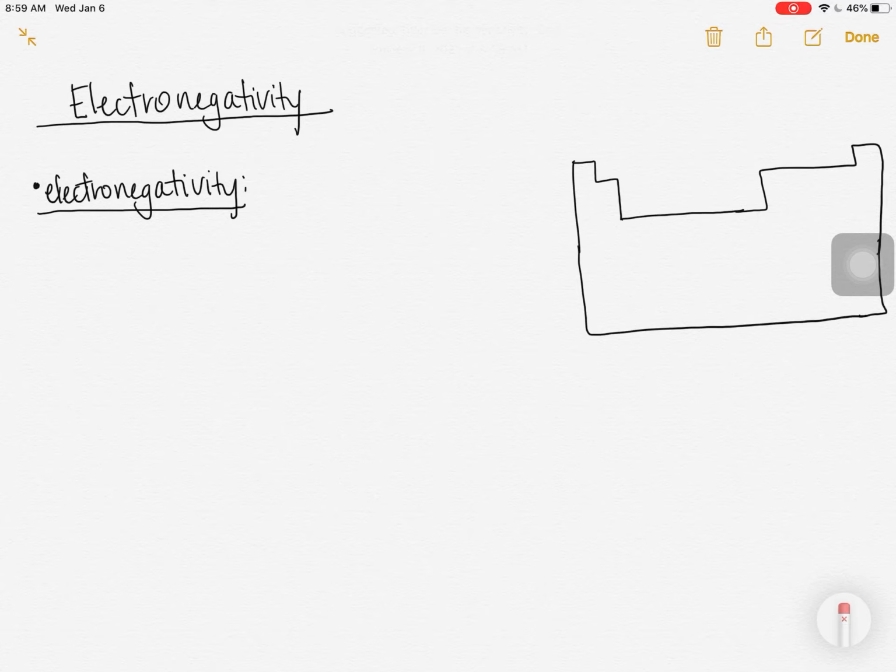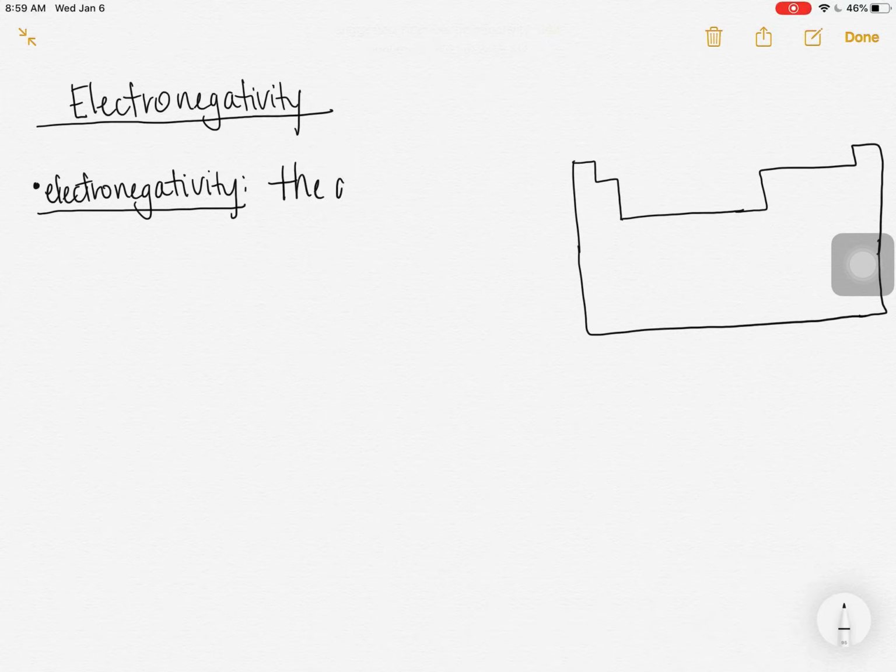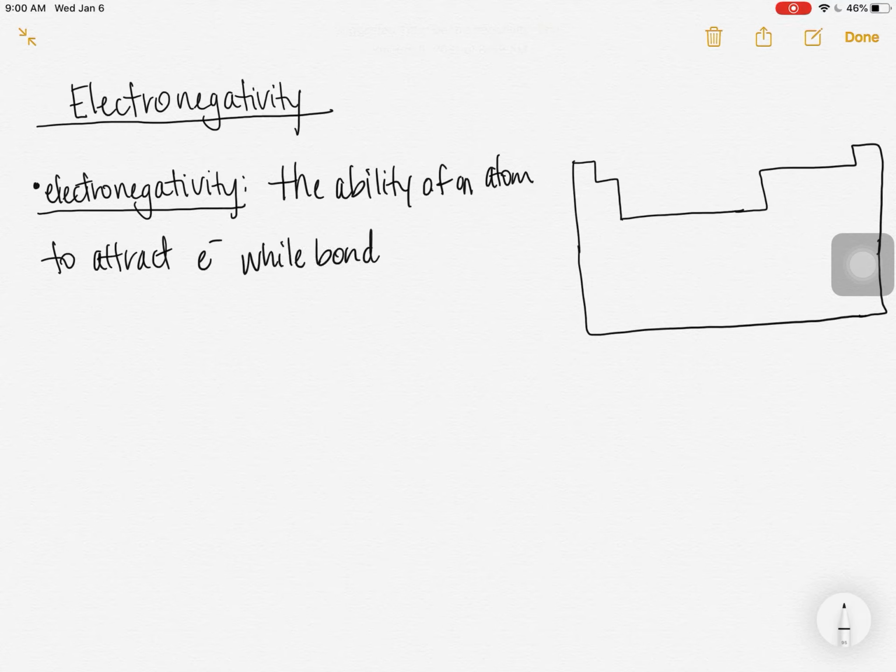So electronegativity is actually a pretty simple trend. There's not a whole lot of explanation to it. So the definition of electronegativity is, the ability of an atom to attract electrons while bonded to another atom.